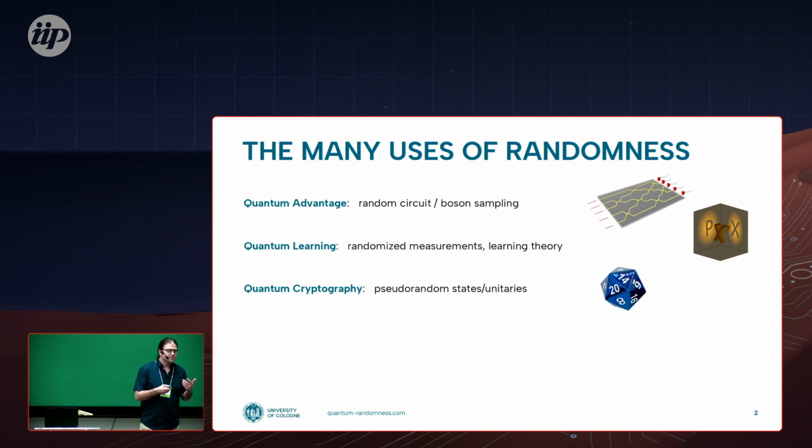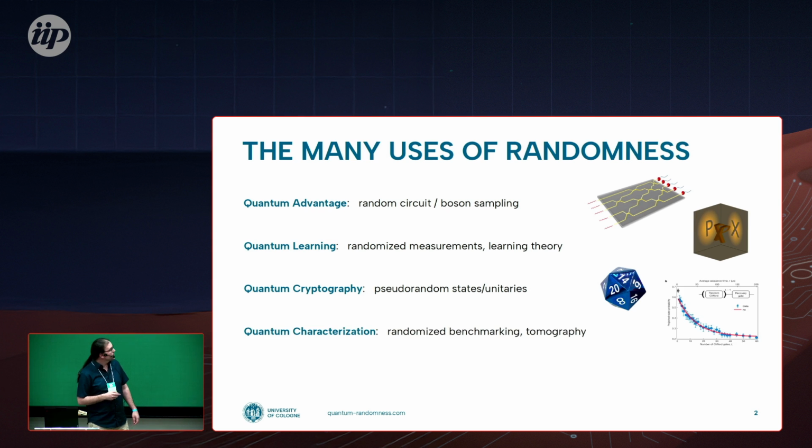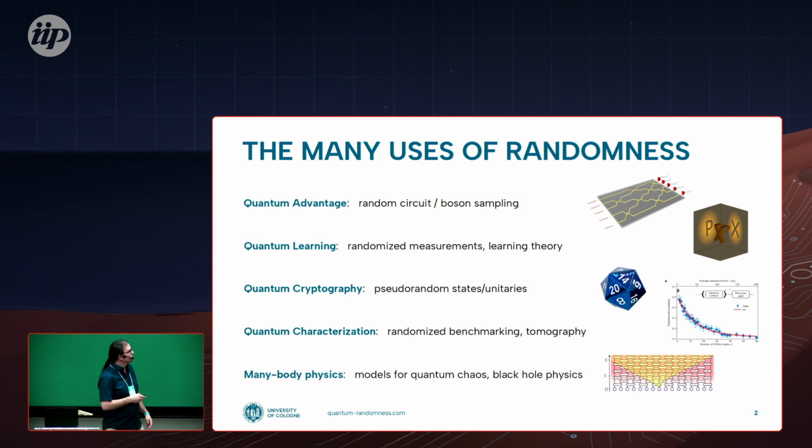There has been a lot of work on pseudo-random states, pseudo-random unitaries, and they're also very useful for characterizing quantum devices. So learning about noise, like we heard from Jadwiga, learning about basically characteristics of noise. And there's very famously randomized benchmarking as a protocol that uses random unitaries. They also serve as toy models in many-body physics, so we can study quantum chaotic behavior in random circuits. And they also pop up as a model for scrambling on black holes.